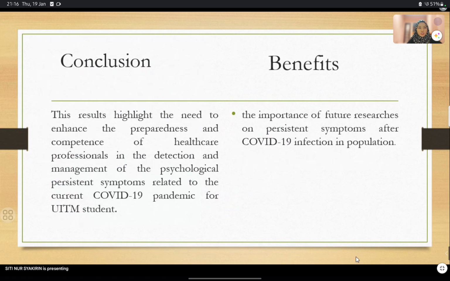So for the conclusion, I can conclude that the severity of long COVID-19 syndrome among UiTM Shah students and among the undergraduates itself is low because of being fully vaccinated, and only 70% are still experiencing the COVID-19 syndrome. And also the factor that can cause it among the undergraduate Shah students is the lifestyle itself.